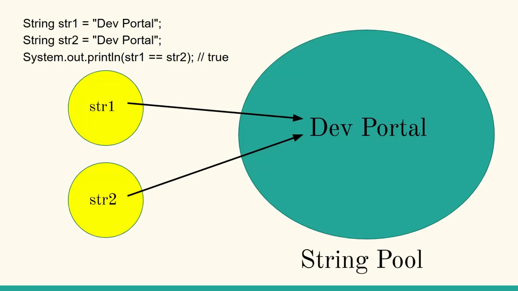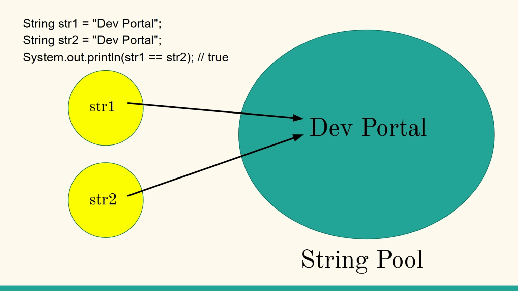Let me show you the code for that. As you can see on the screen, here we have created two string objects, str1 and str2. Both str1 and str2 point to the same object in the string pool, as you can see in the image. Since they share the same reference, the comparison using the double equals operator will return true. This thing we will verify later in our video as well.